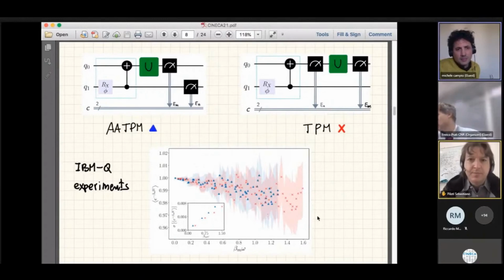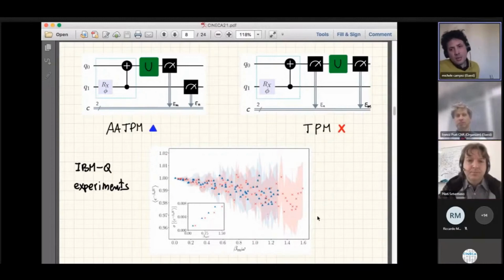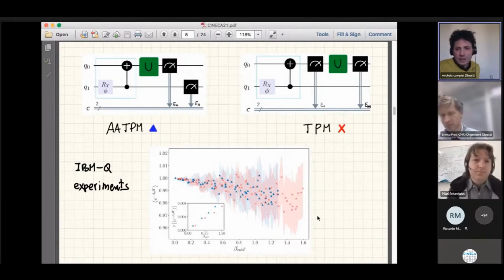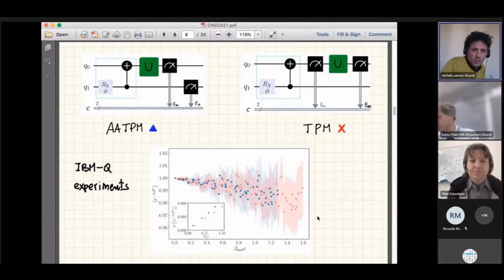In principle, yes. The bottleneck is that the ancillary system must have the same dimension in terms of Hilbert space as the system that you want to probe. So if your system is composed of 10, you have to have 20 on the chip, because you have to have a copy, basically, of the system that you want to probe.